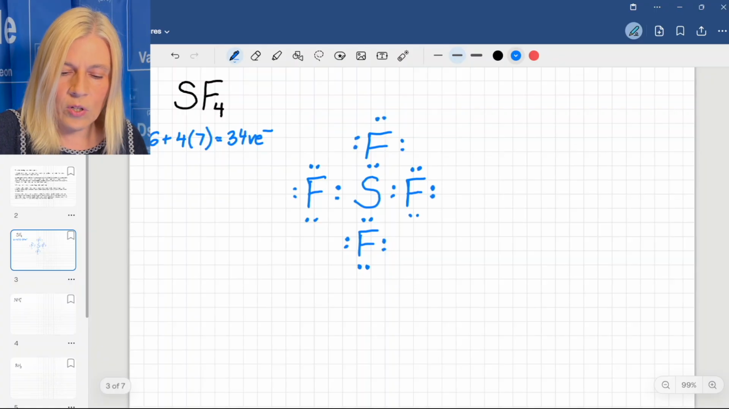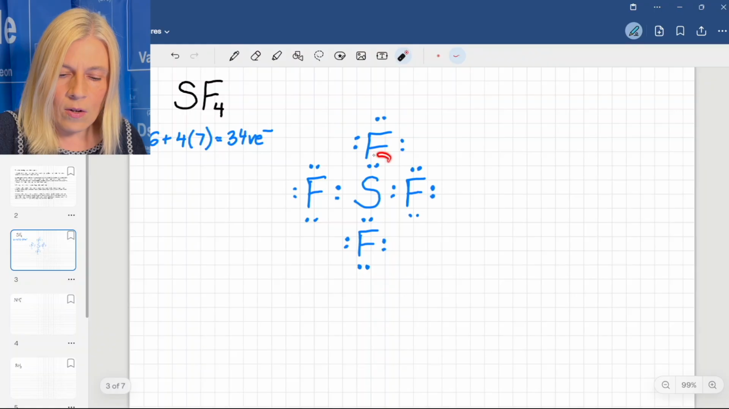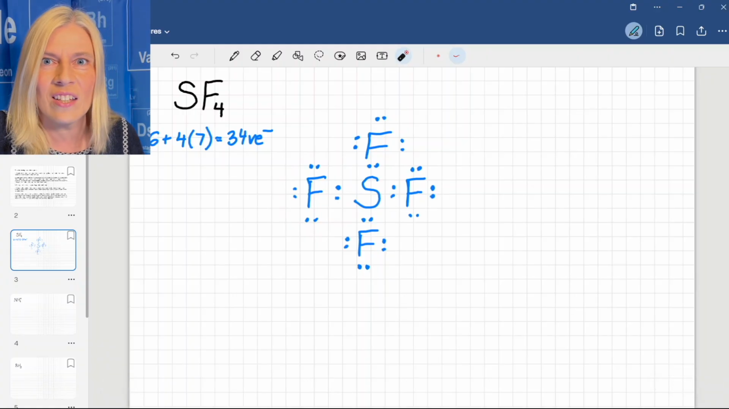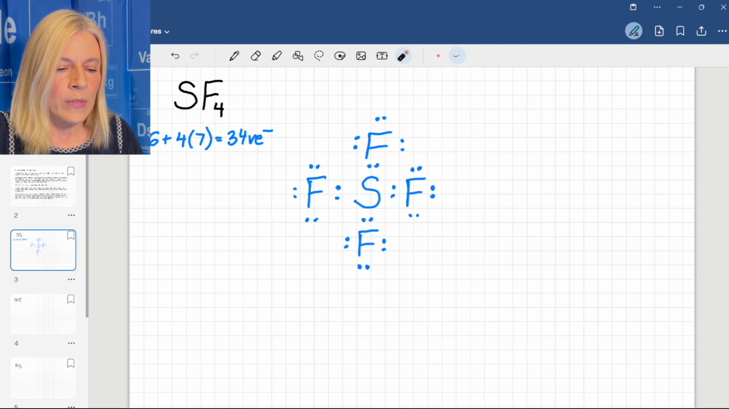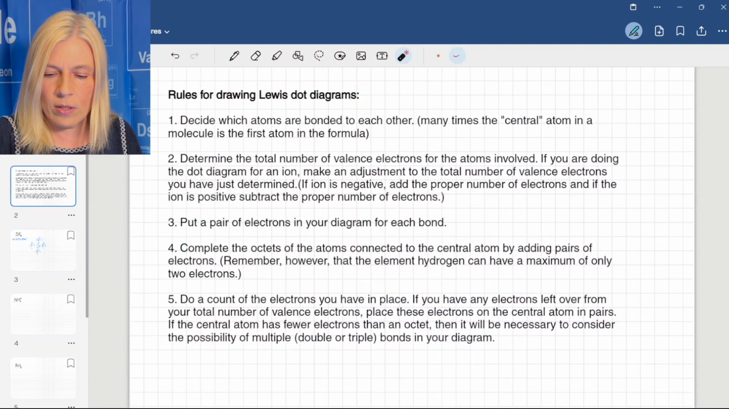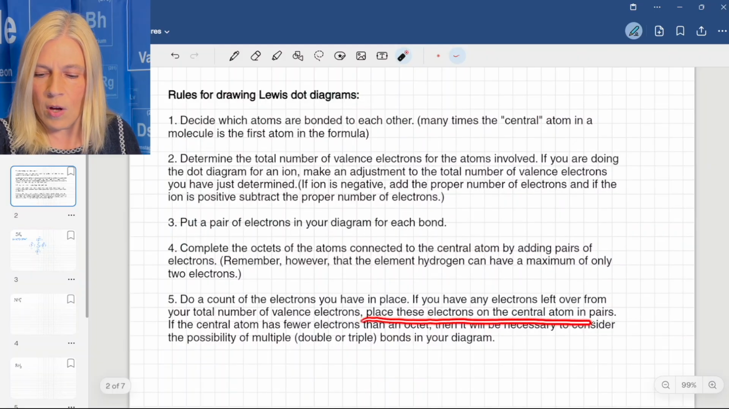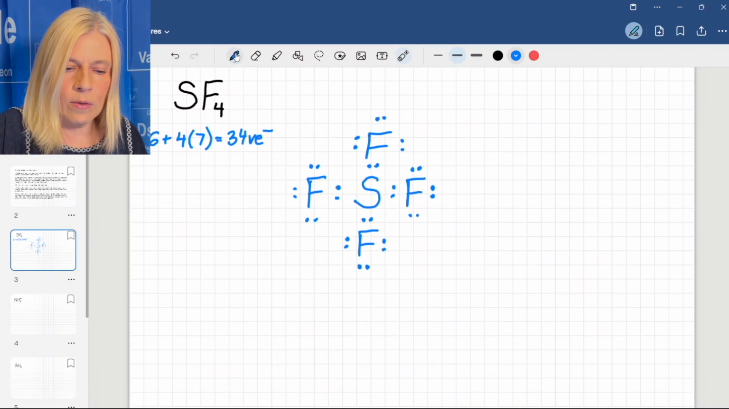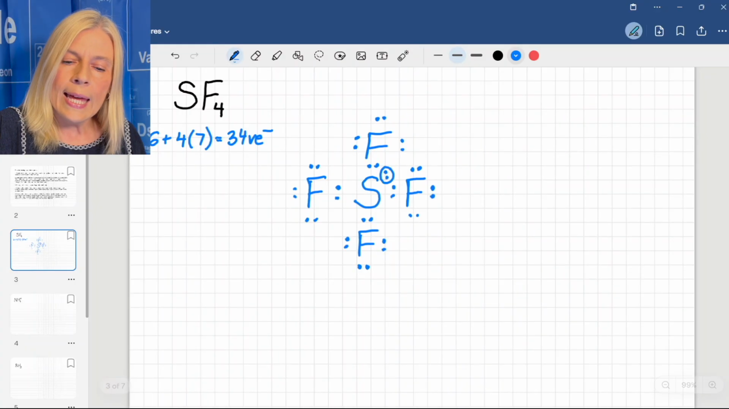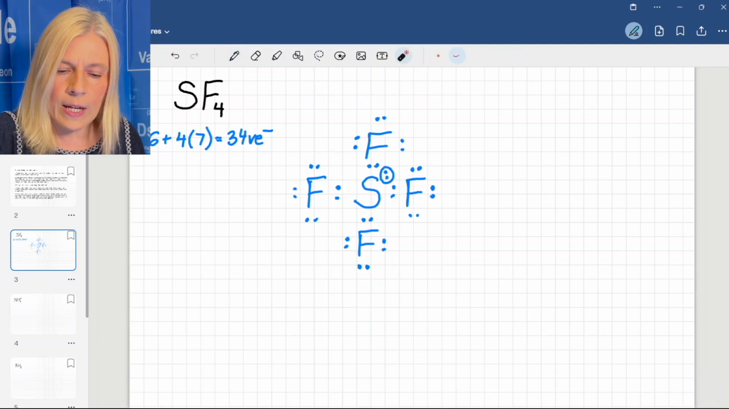I am done. I'm going to count quickly and say, okay, sulfur has an octet, things are good. Each fluorine has an octet. However, I only used up 32 electrons. There are 2 left over. So what do we do? Remember, if there are any leftover electrons, we're going to place them on a central atom. Okay. So let's put our 2 more electrons on a central atom. Here on sulfur, and I'm going to actually put them in a little circle to make sure that they are visible. And now we're going to double check everything.